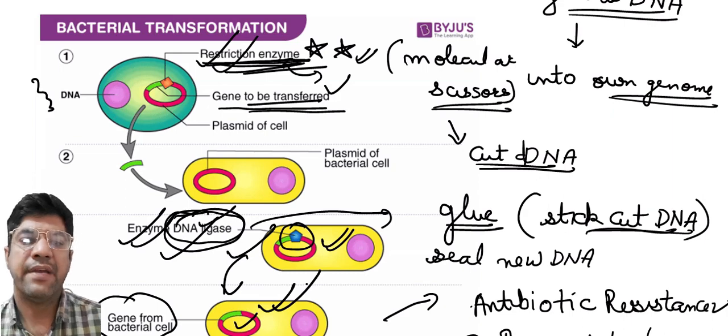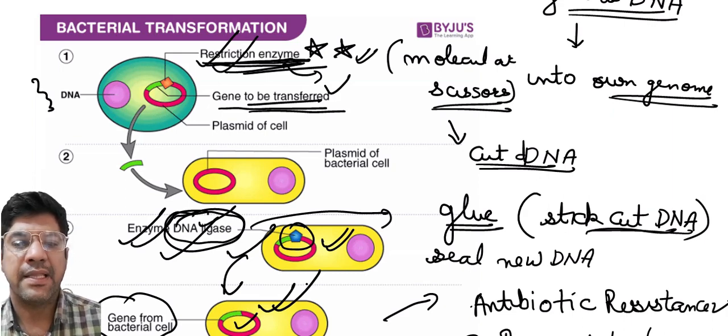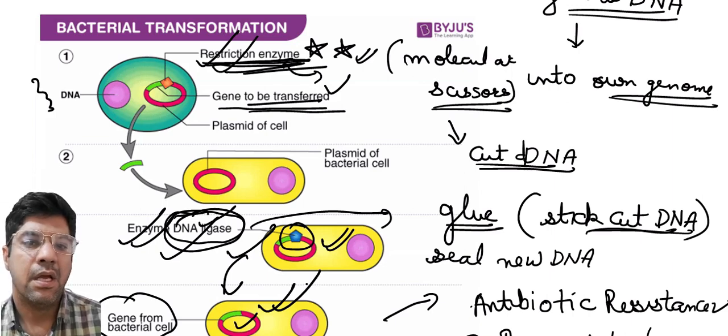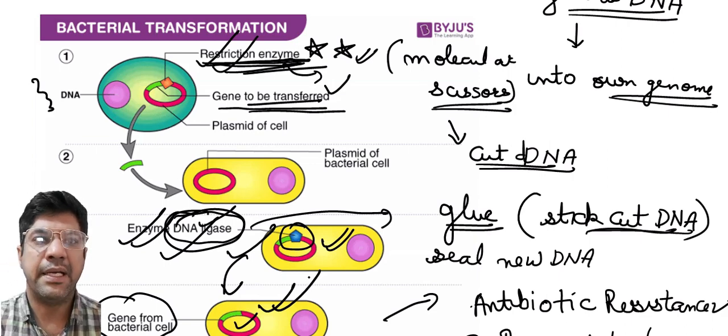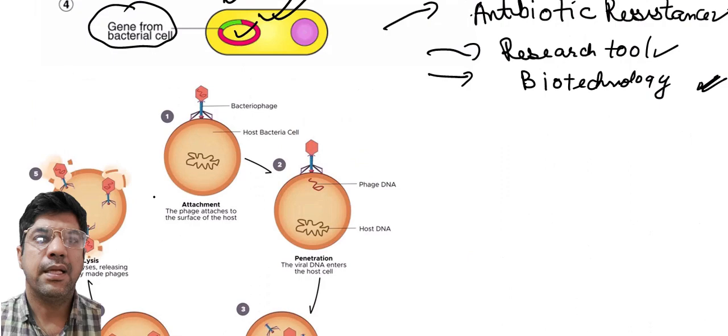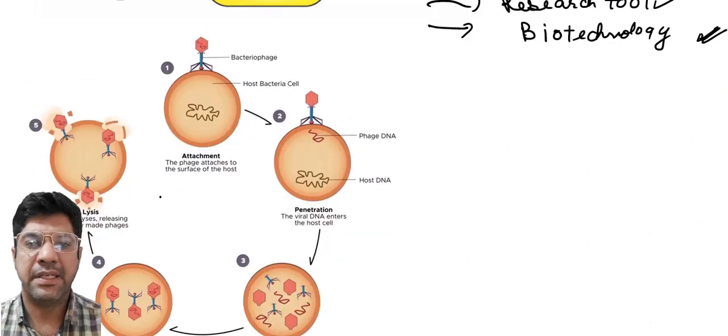Finally, we give the bacteria a nice home with nutrients so that they can grow and multiply. As they multiply, they pass on the new DNA to their offspring. So this is bacterial transformation. The other method is transduction.